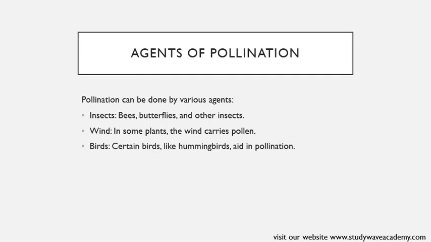Wind. In some plants, the wind carries pollen. Sometimes, the wind blows pollen from one flower to another. This is like a natural breeze helping flowers make seed. Birds. Certain birds, like hummingbirds, aid in pollination. Hummingbirds also help pollinate flowers when they visit them for nectar.